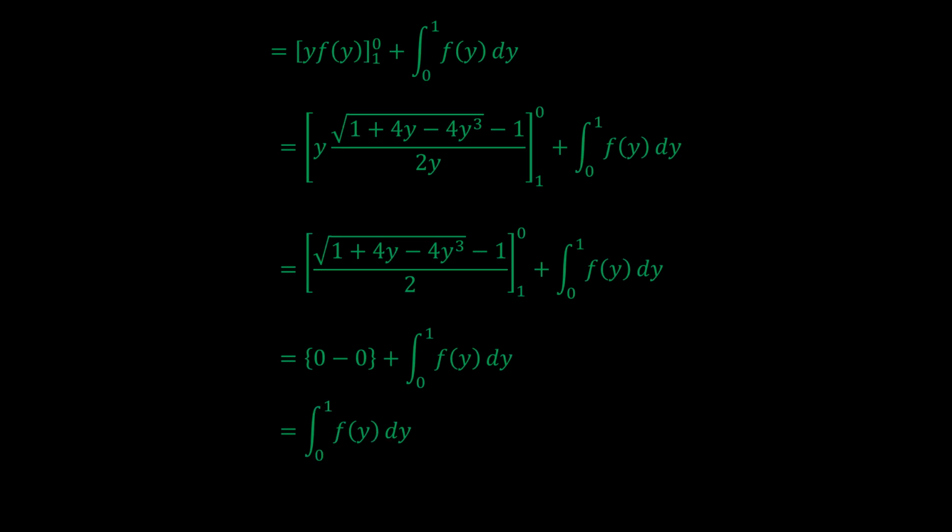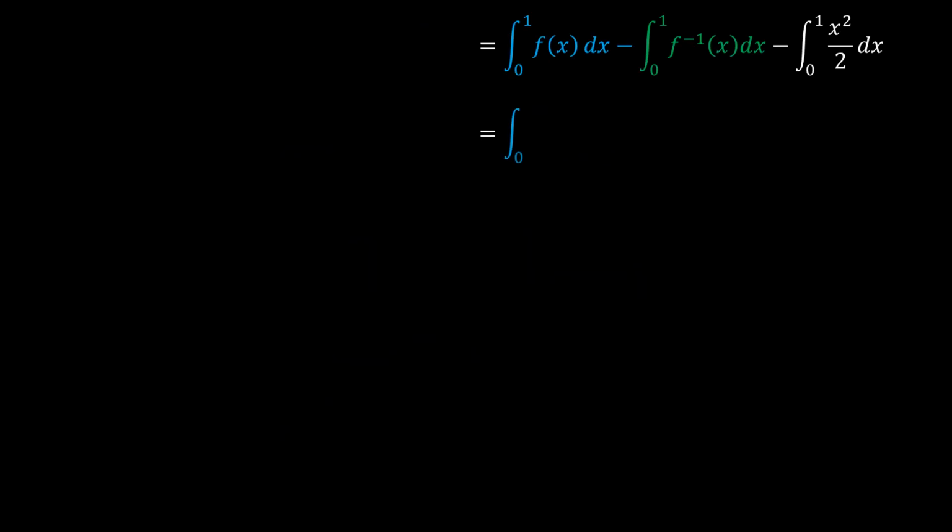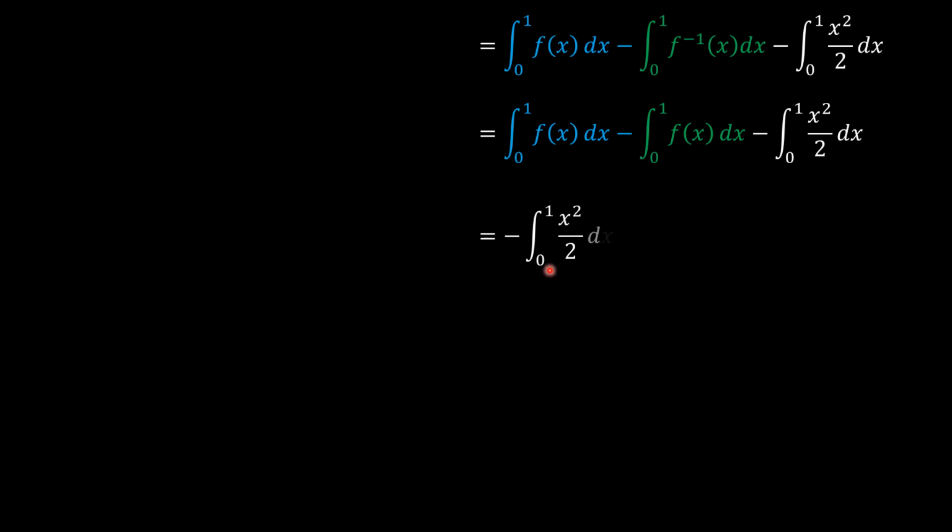And so that's important for us, because now we can say that this original integral we had is the same thing, and these two integrals cancel out, and we're left with the negative of the integral from x equals 0 to 1 of x squared over 2, which is negative of x cubed over 6 with limits 0 and 1. And that means we have negative 1 over 6 as our answer. So that is pretty much of it.